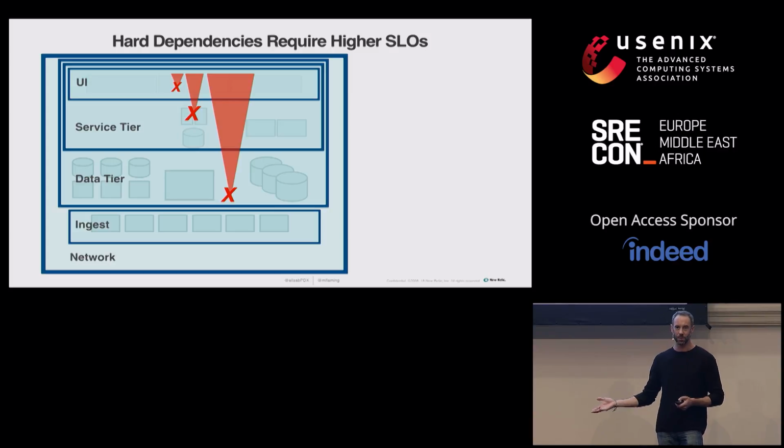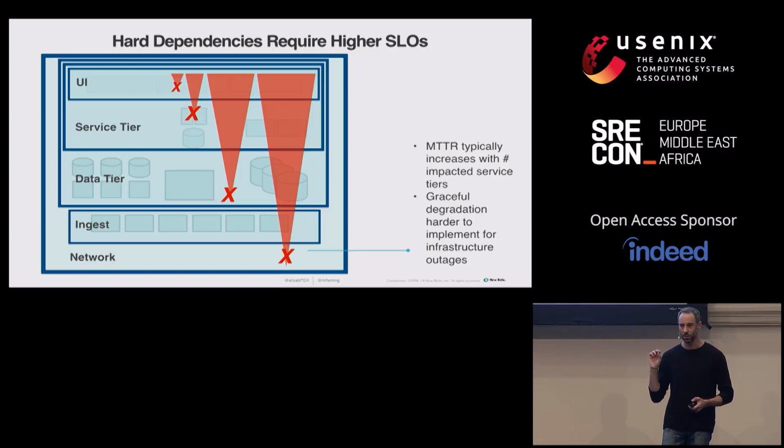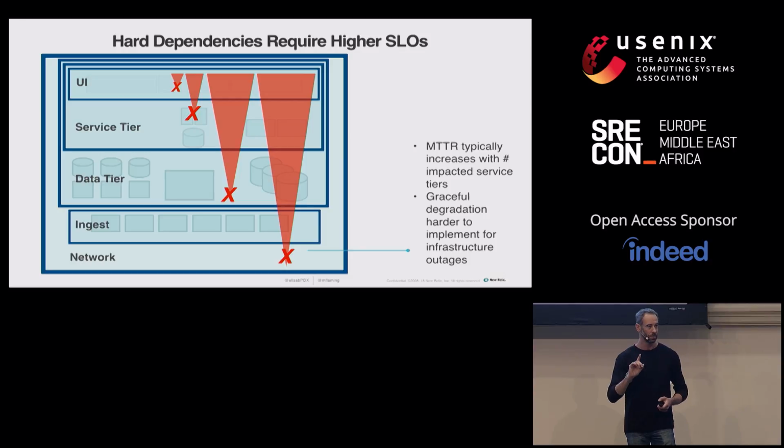If the data tier goes down, that's going to be a lot more serious. We're going to take down our service tier and our UI tier. It may be harder to degrade gracefully, but still perhaps possible. If our network tier goes down, that is the worst case scenario for us. So number 1, everything else is going to go down. But number 2, we're likely to see propagation of mean time to recovery.